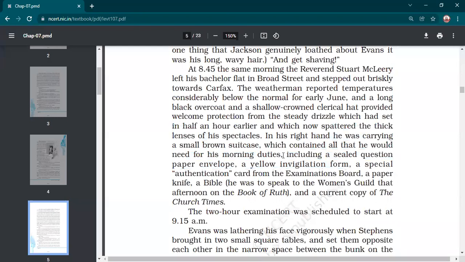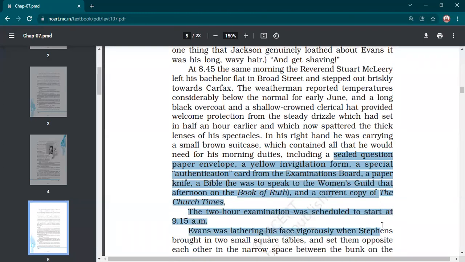Invigilator के बैग में क्या क्या था? Sealed question paper envelope था, invigilation form था, authentication जैसे ID card होते हैं, that he is from the examination board, that ID card and a Bible, because he is a parson of the church and after this he had to go somewhere else, so इसलिए इसने Bible भी रखी हुई थी and a copy of Church Times. The 2-hour examination was scheduled to start at 9:15 a.m.